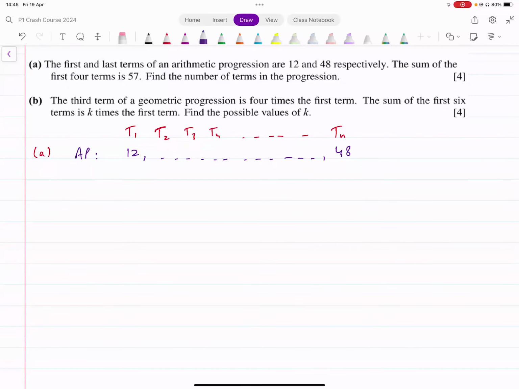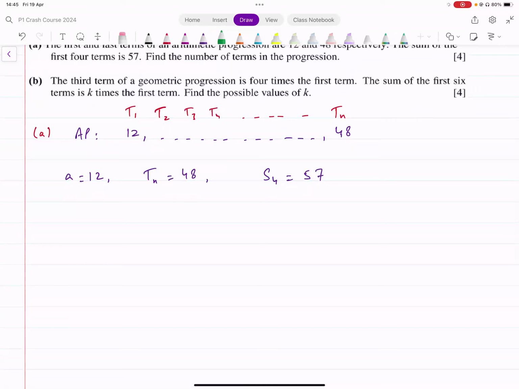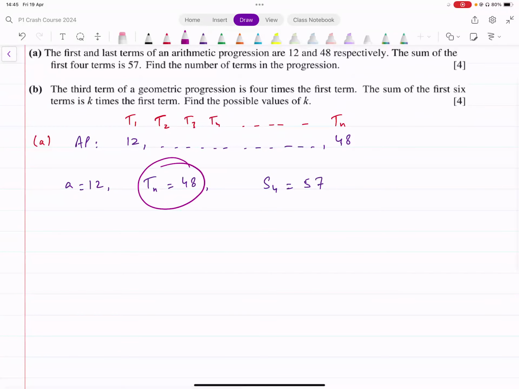Now, what information do we have? We know that the value of A is 12, and we know that 48 is the last term. We can say that's the nth term. And we need to find the value of n. And we're given the sum of the first 4 terms is 57. So that means S4 equals 57. This is the information that we're given. Now, this is an AP. What we can do is we can apply the term formula and put that equal to 48. Apply the sum formula, put that equal to 57.